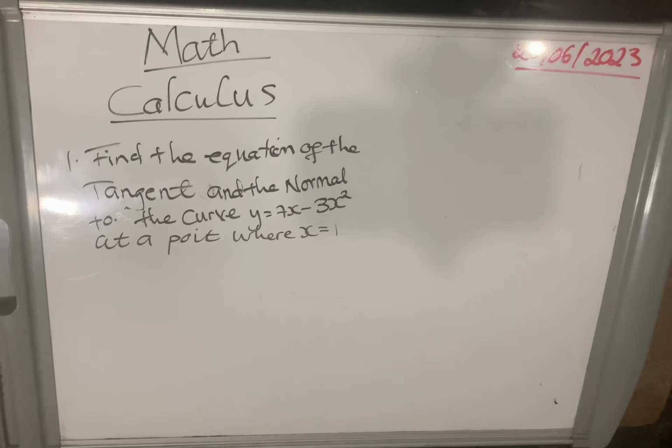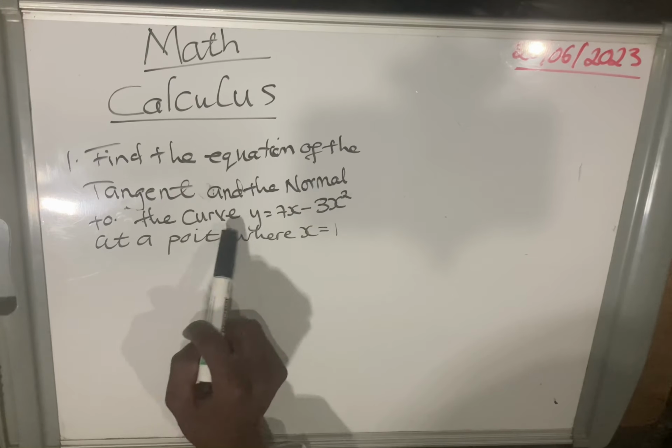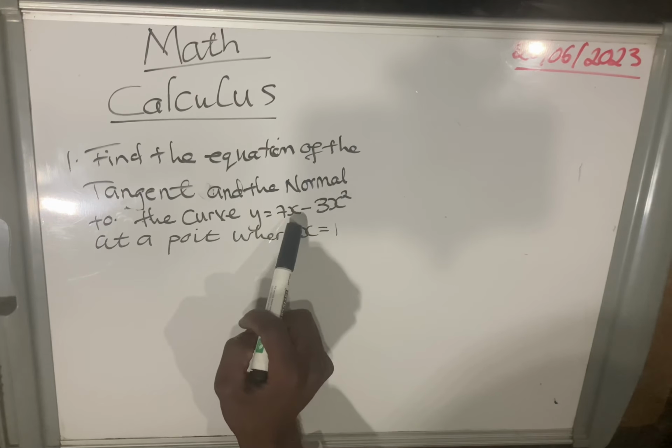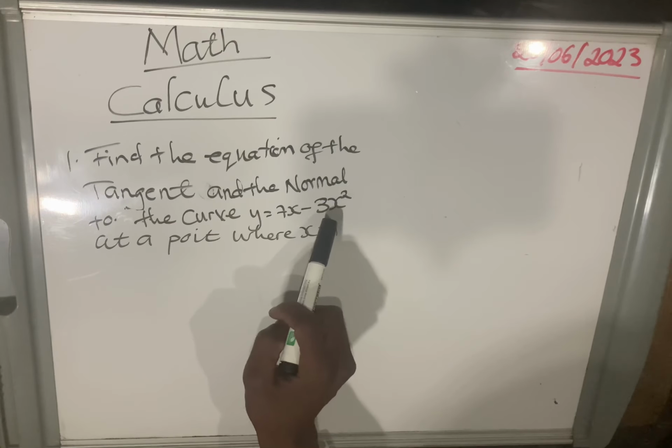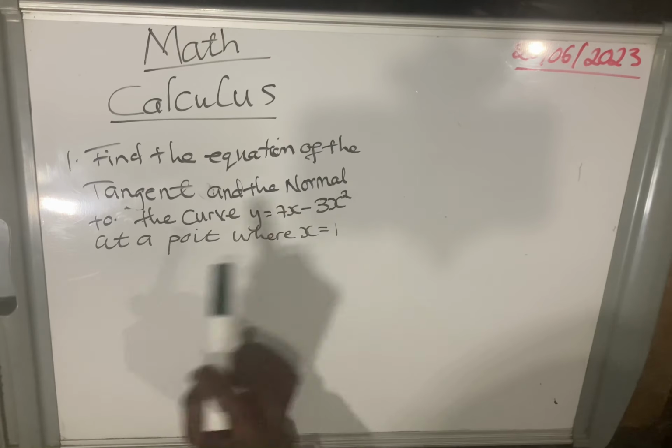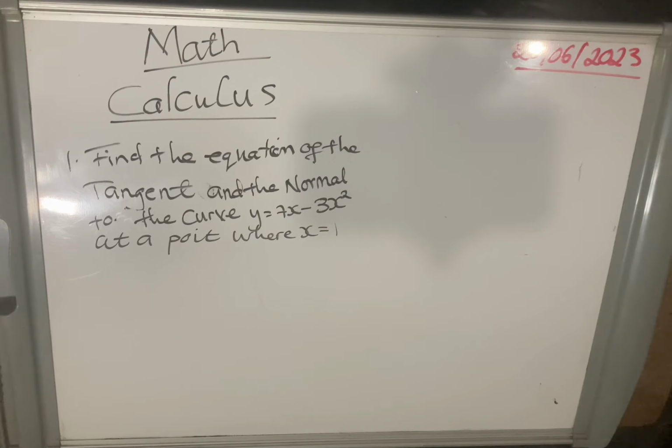In this video, I wanted to solve this question in mathematics, specifically on calculus. So the question is, find the equation of the tangent and the normal to the curve y equals 7x minus 3x squared at the point where x equals 1. We need to find the equation of the normal and the tangent. So there are two questions here. Find the equation of the normal and the equation of the tangent.